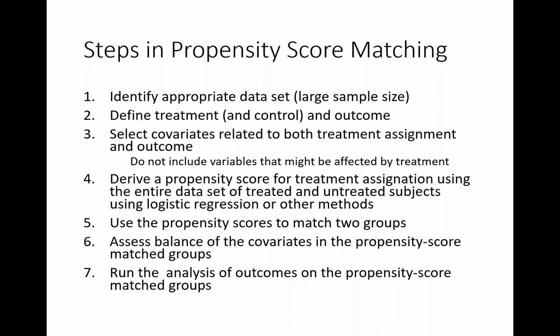You get the propensity score, which in itself is sort of a multivariate score. Use the propensity score to match the groups, and then you see if you actually came out with balanced groups. And if you did, then you go on and do the analysis.